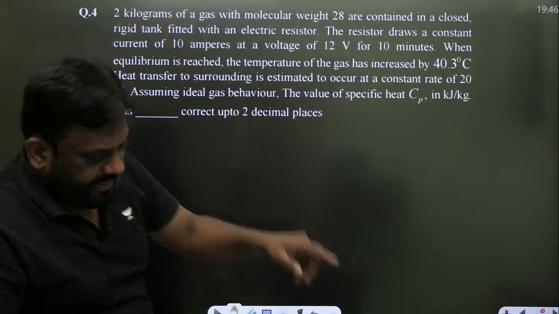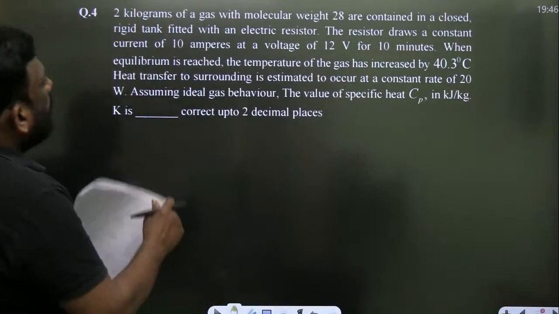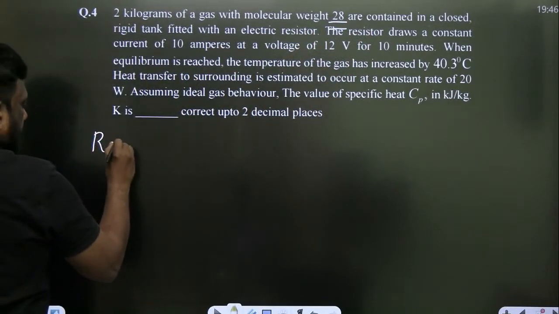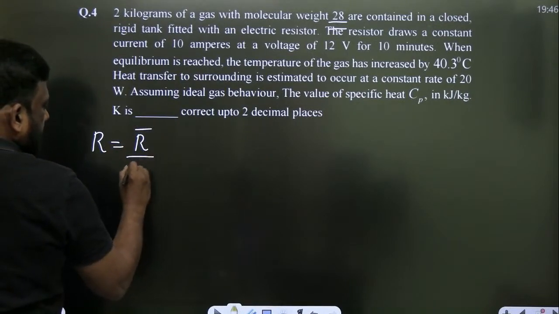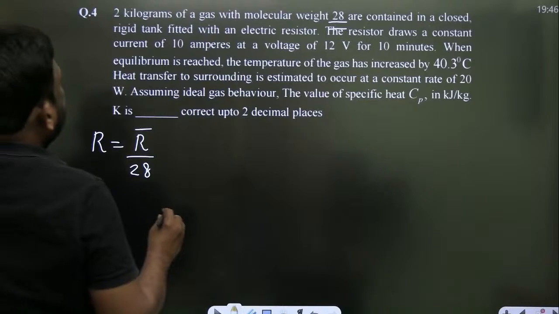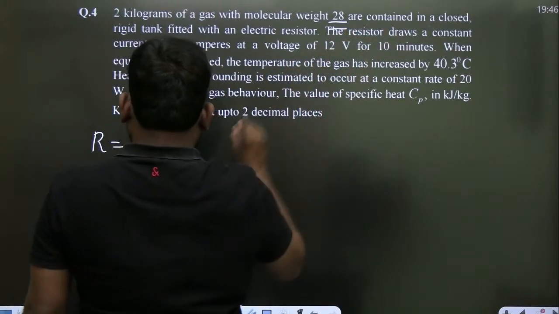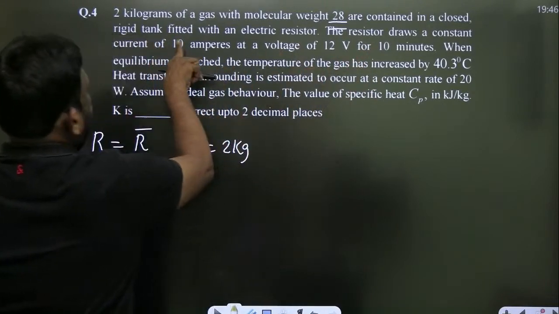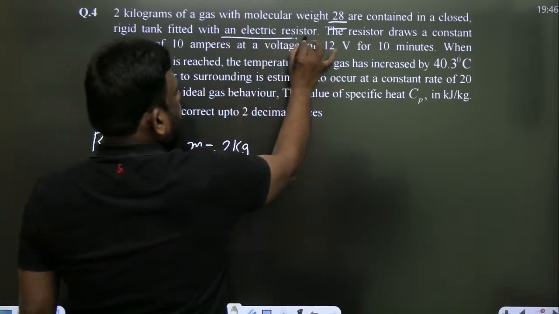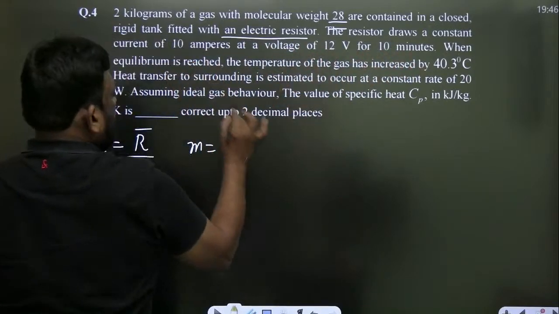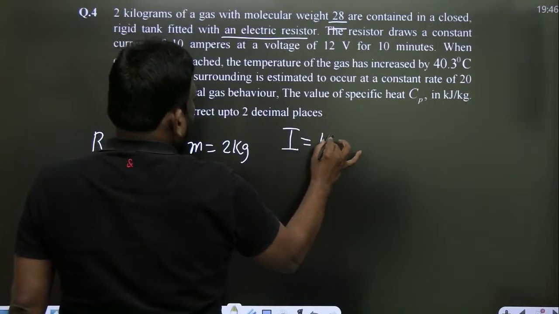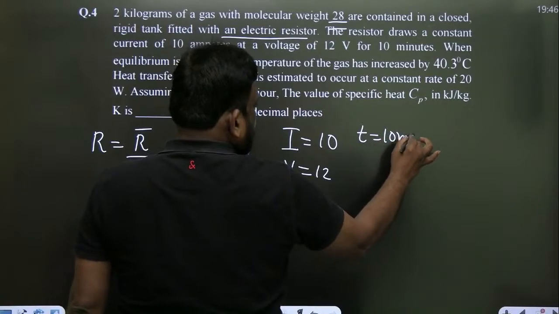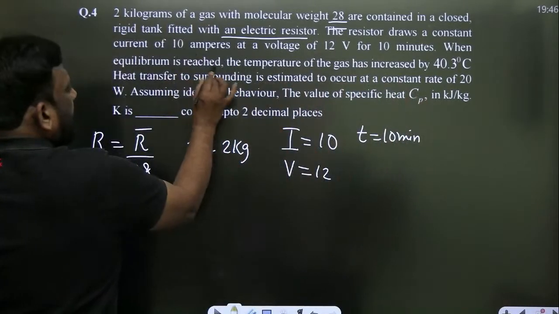2 kg of a gas with a molecular weight of 28, which means I can write R is equal to R bar by 28, is contained. What is the mass given, sir? It is 2 kilogram, in a closed rigid tank filled with electrical resistors. The resistor draws a current of 10 ampere and the voltage is 12 and the time is 10 minutes.